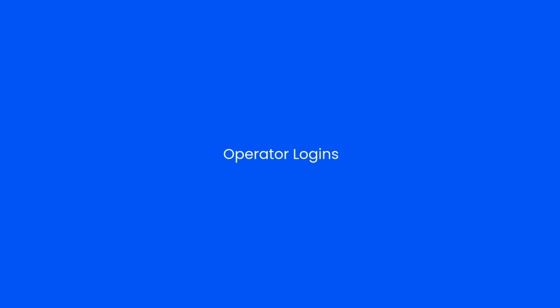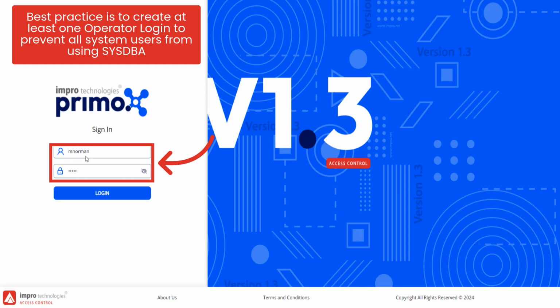The Primo software allows you to assign operator logins to operator permissions to give or restrict access to parts of the system. It is recommended that each user of the Primo software has a unique login account. This ensures accountability as the system audits and tracks all modifications.